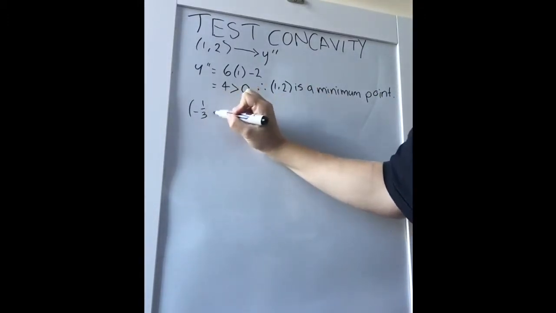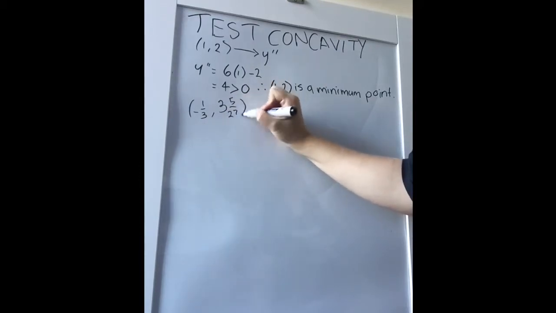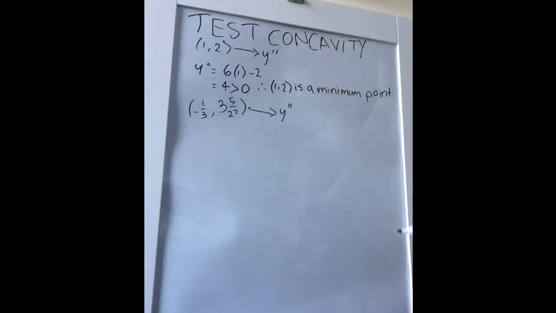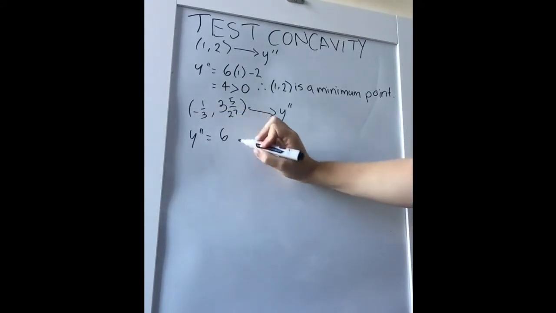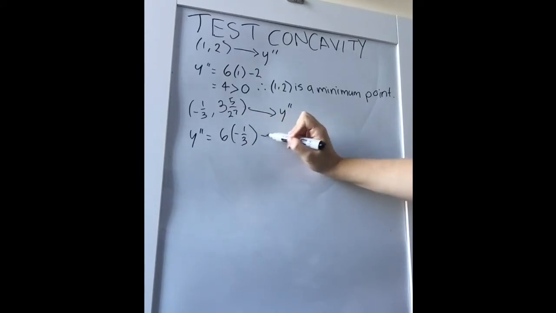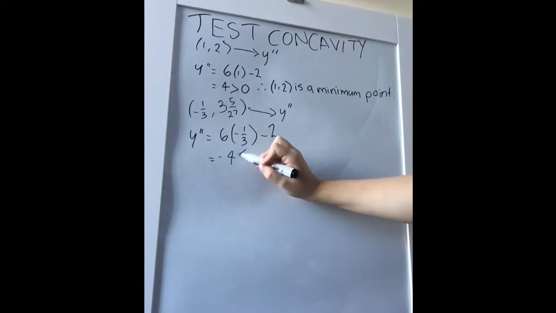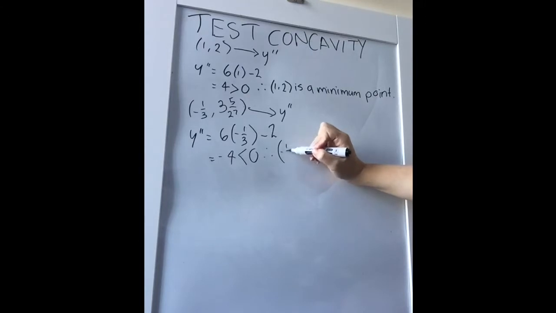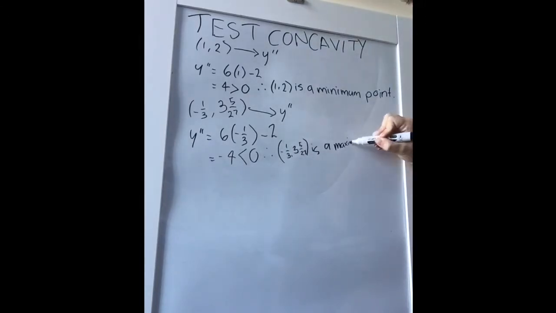Next we test our second stationary point, also by putting the x value into the second derivative. Subbing it in. And because the answer we got was less than 0, we know that the point is a maximum point.